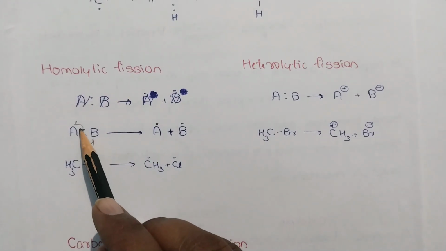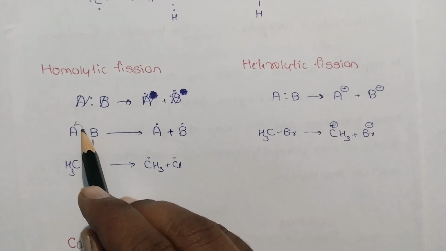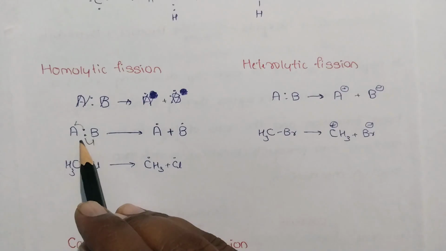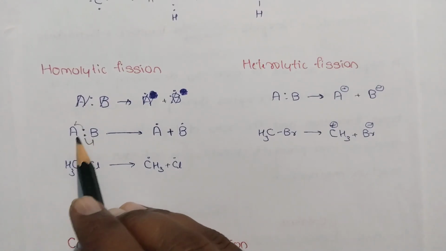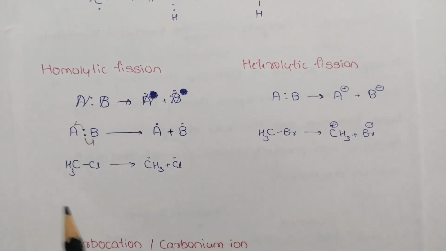This arrow is called a fishhook arrow, and it shows the movement of a single electron. In homolytic fission, one electron goes to one atom and another electron goes to another atom, meaning the cleavage takes place equally. After the cleavage, the electrons are shared equally between the 2 atoms.